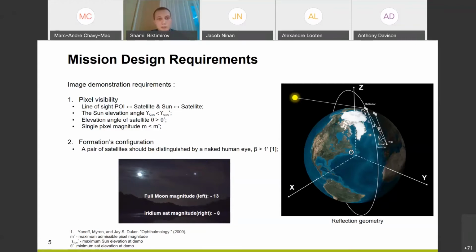Then we consider that the satellite should be at some elevation angle at the point. In our case, it's above 10 degrees of elevation, and we want the satellite to be bright enough to be distinguished among stars. And we refer here to the well-known Iridium satellite flares that range from -6 to -8 magnitude. Also, there is a requirement for the orbital configuration. And here, the main thing is to put satellites at such distances that they will be distinguished by the naked human eye. So to make the angular distance greater than 1 arcminute.